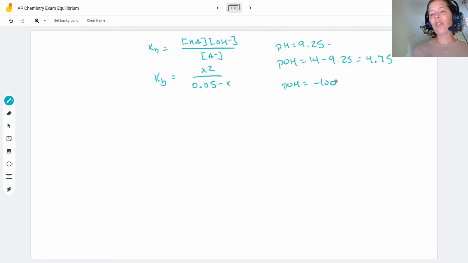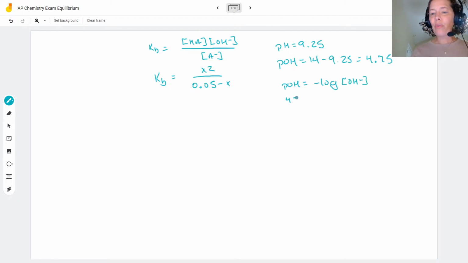Now you can also take your pH, convert that to a concentration of hydronium, and then take that and calculate your concentration of hydroxide using 1 times 10 to the negative 14th equals the concentration of hydronium times hydroxide. Either way gives you the same answer. It's just which way makes the most sense to you, and go with the way that makes the most sense to you.